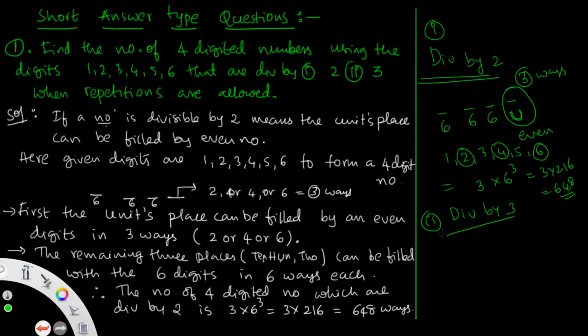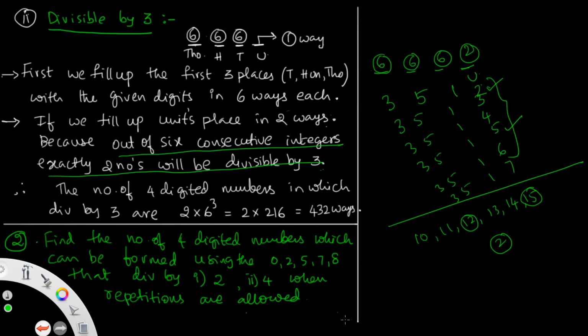The divisibility rule by 3 means that out of 6 consecutive integers, exactly 2 numbers are divisible by 3. That is the divisibility rule for 3. Take any set of consecutive values, and only 2 of these numbers will be divisible by 3. That is the rule for 3.